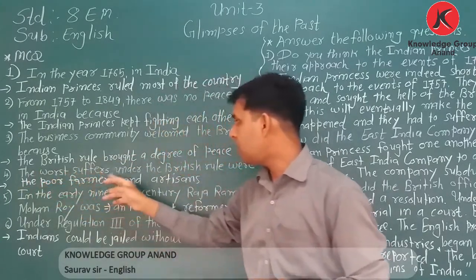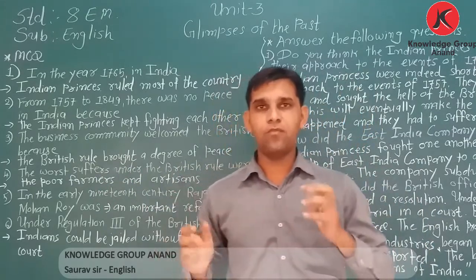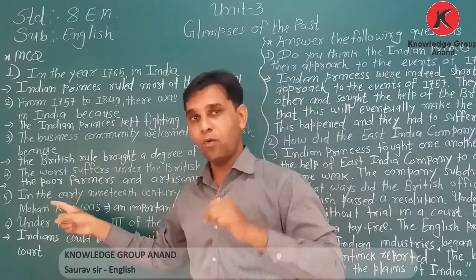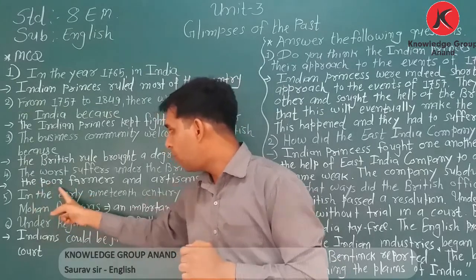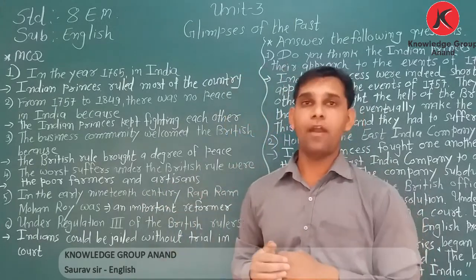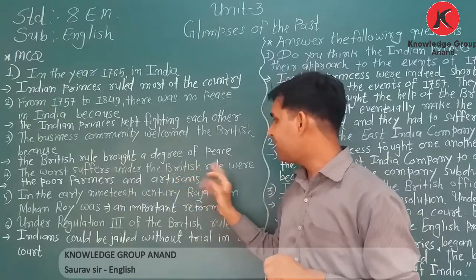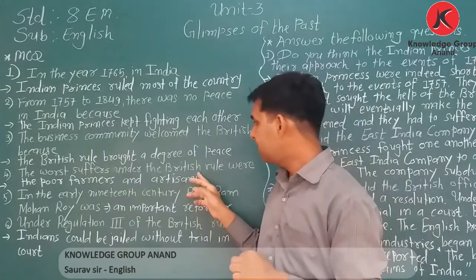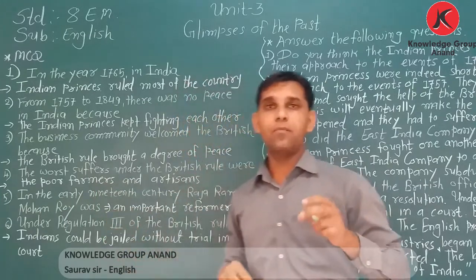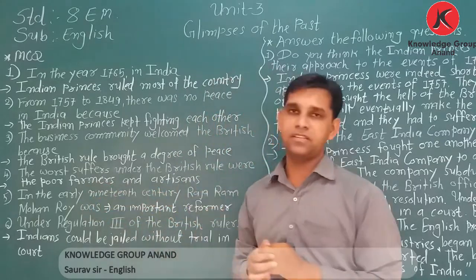The worst sufferers under the British rule were, let's see, who suffered the most. The poor farmers and artisans. The poor farmers and artisans suffered a lot during the rule of the Britishers over our country. Why? Because the Britishers could get more and more taxes from farmers and artisans.